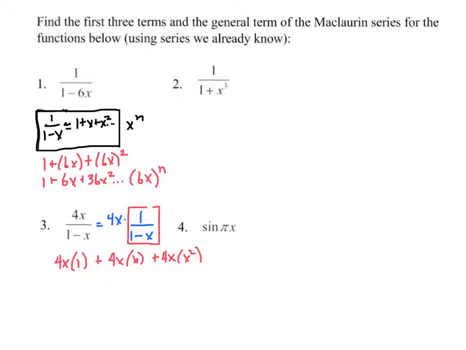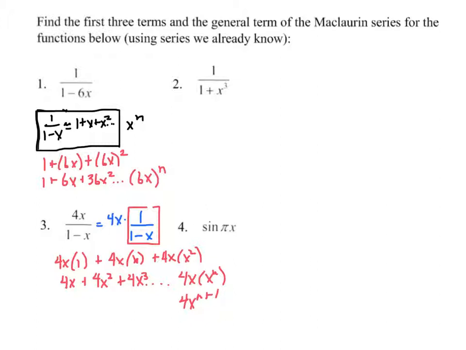Okay, so just notice what I've done. I've taken each term and I've multiplied it by 4x. And obviously I can clean this up to be 4x plus 4x squared plus 4x cubed, like that. Now, the general term, remember, for this was x to the n. Well, now it's 4x multiplied by x to the n. I've just taken every term and multiplied it by 4x. And you could certainly clean this up to be 4x to the n plus 1 if you wanted. You wouldn't necessarily need to.